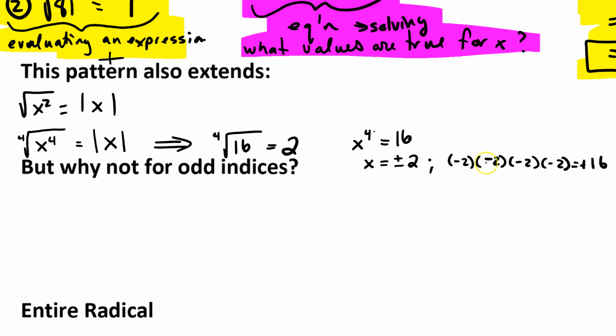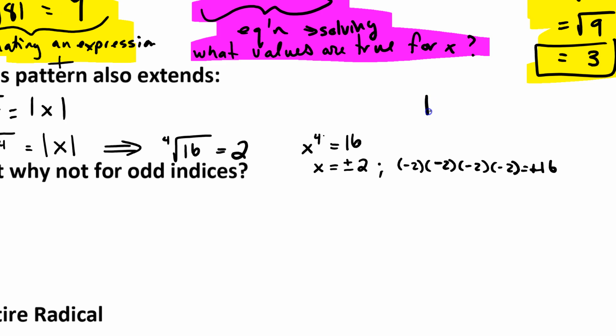So, a negative times a negative is a positive. And then another negative times a negative is a positive. So all the sign here is positive. Another way to say it is that there's an even number of negatives, so it's going to be positive. Whereas if there was an odd number, it would be negative. Also, we can extend this: the sixth root of x to the 6 is going to be the absolute value of x.